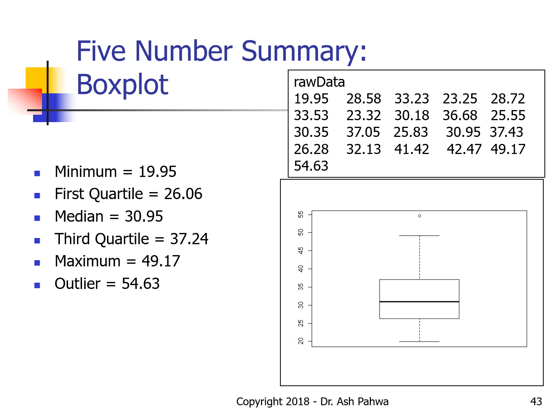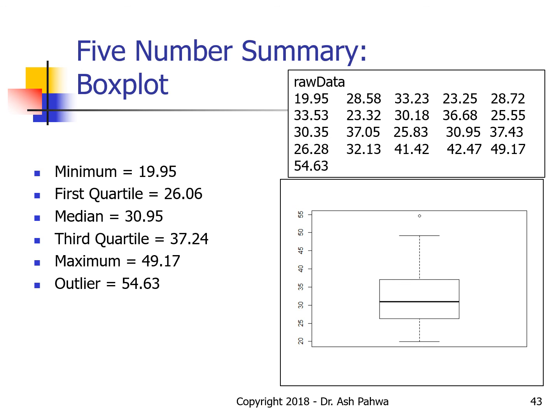Now let us examine the box plot. It is yet another way by which we can present our data. Suppose our data is a bunch of random numbers. The minimum is 19.95 and the maximum is 54.63. If we compute the median of this data, it comes out to be 30.95. Next, we determine that the first quartile comes out to be 26.06 and the third quartile comes out to be 37.24. Now we can draw this as a box plot.